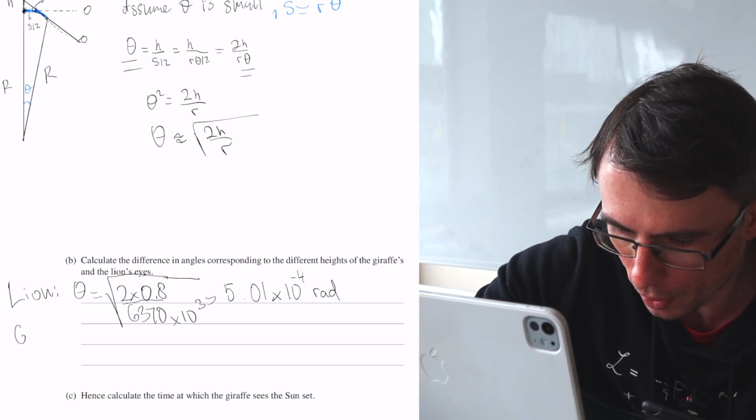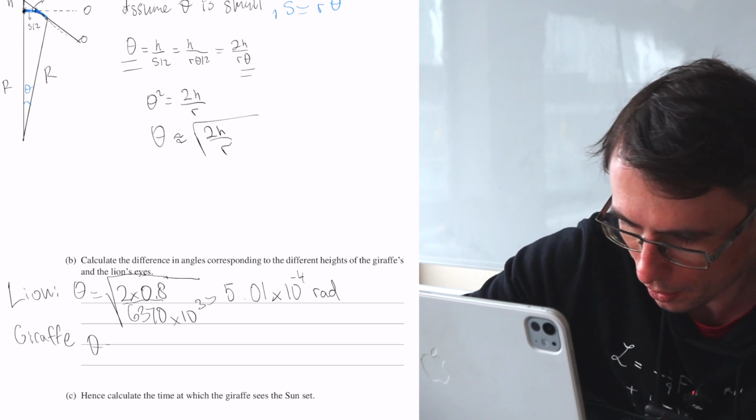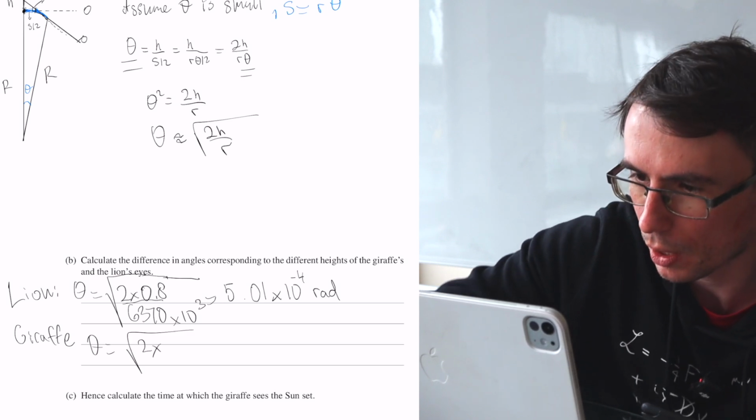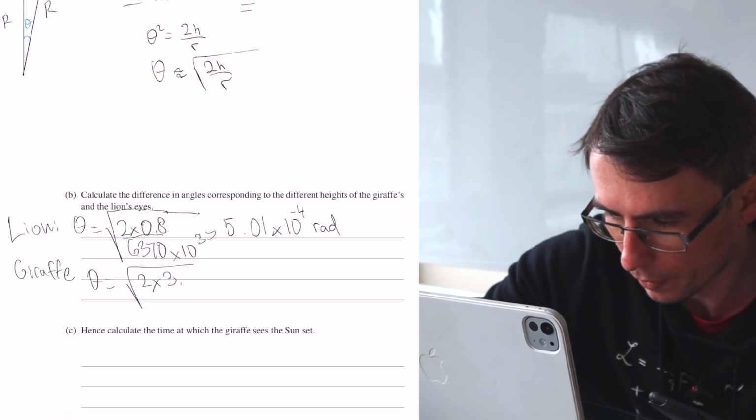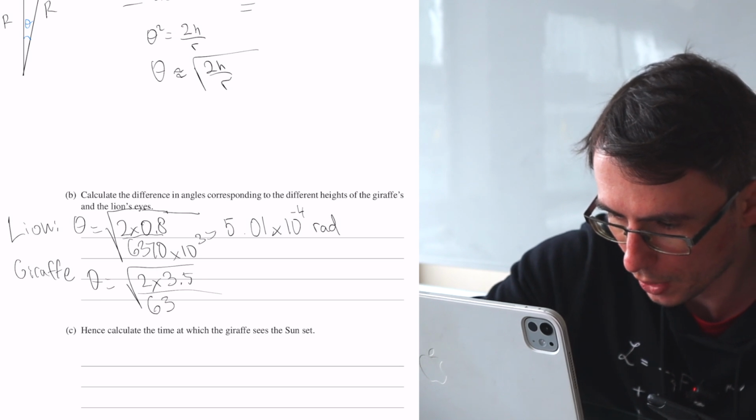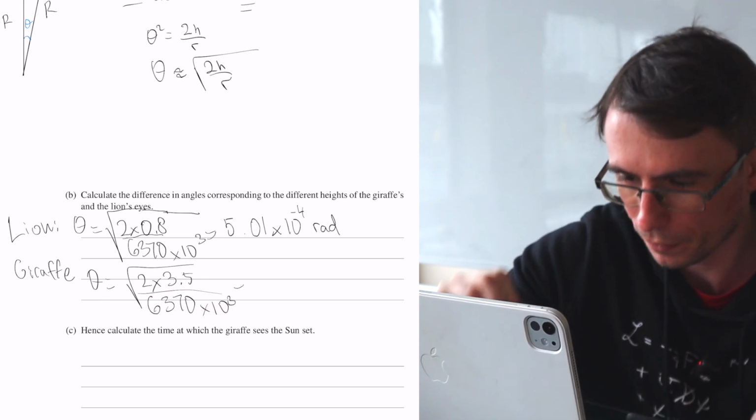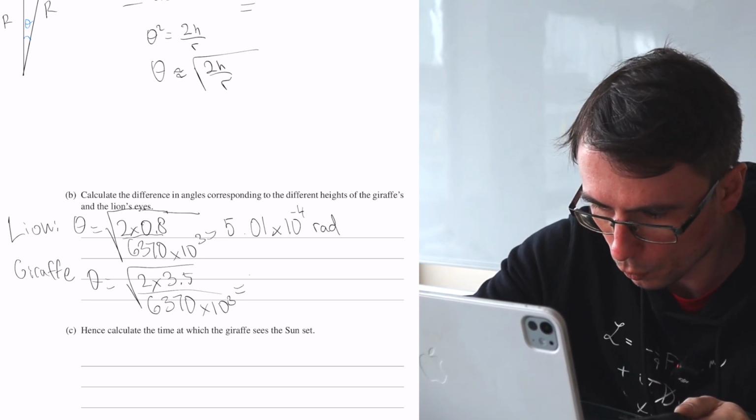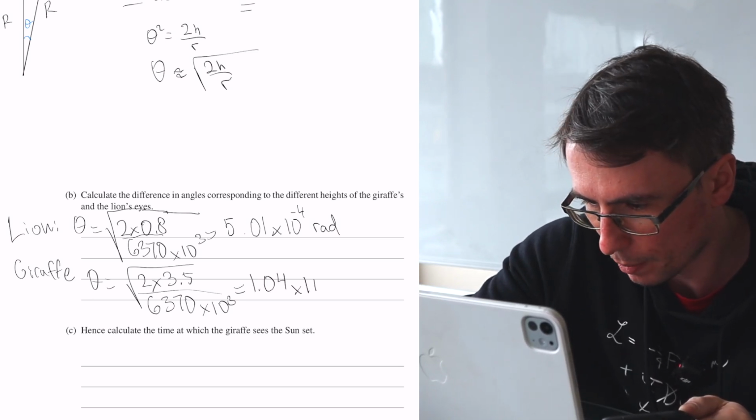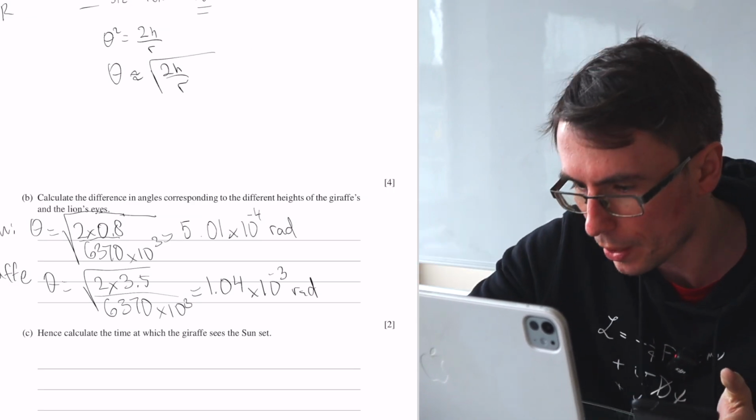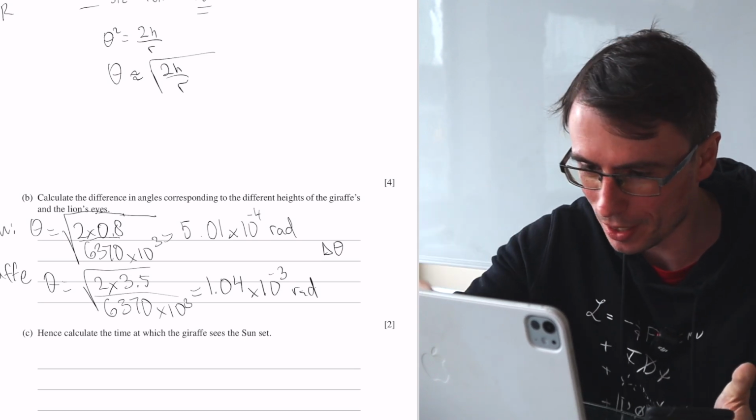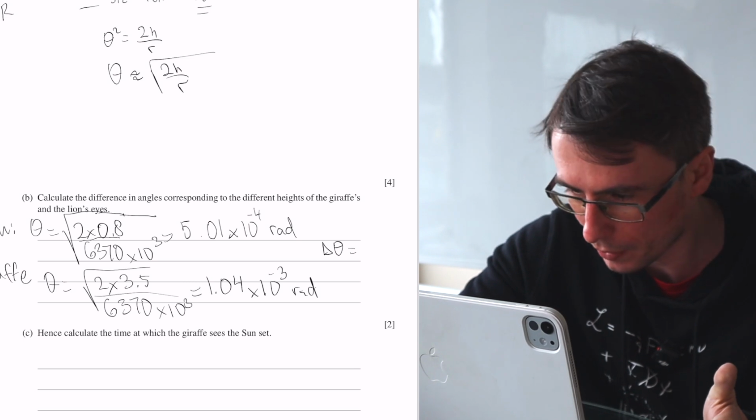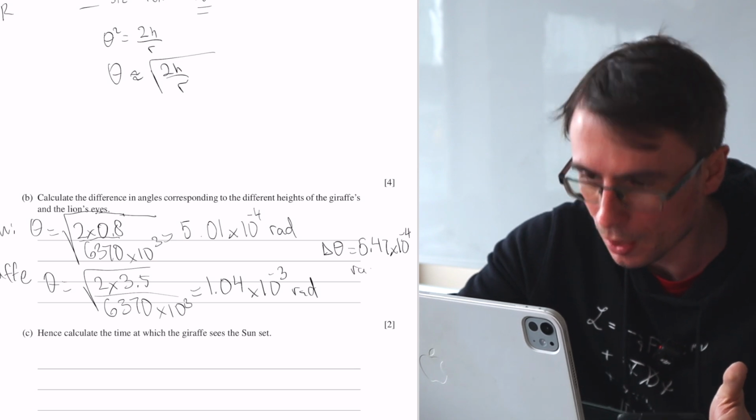Now for the giraffe, theta will be equal to the square root of 2 times, what's the height of the giraffe? 3.5 meters, pretty tall. So 3.5 over 6370 times 10 to the power of 3. That's going to be 1.04 times 10 to the power of minus 3 radians. So delta theta is basically the angle for the giraffe take away the angle for the lion. My calculator gives that as 5.47 times 10 to the power of minus 4 radian.